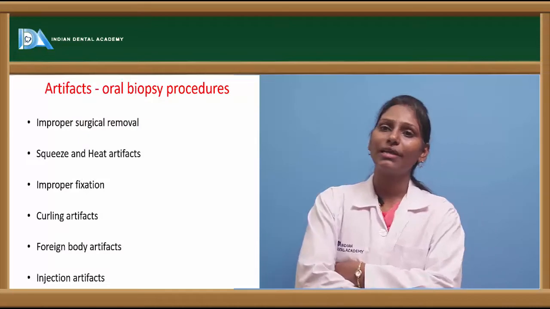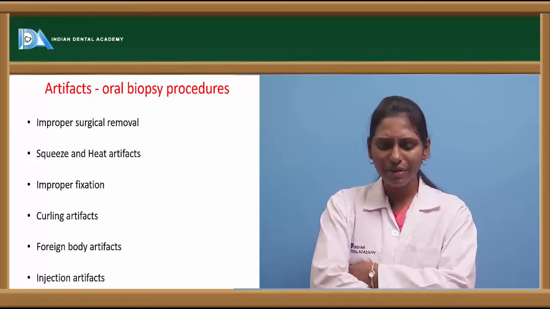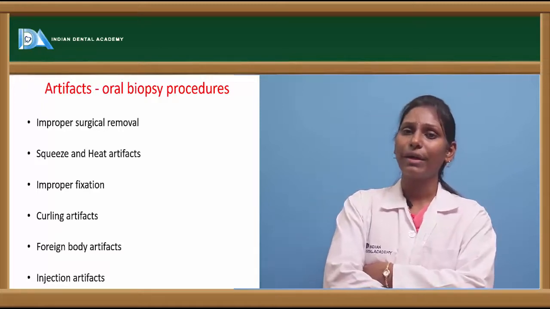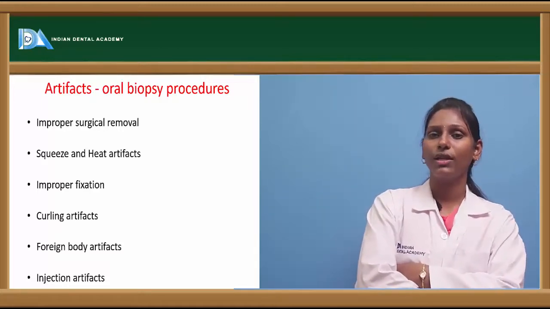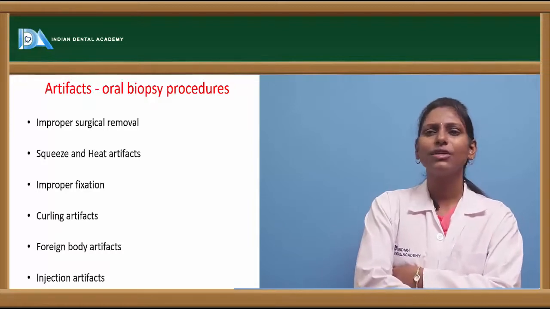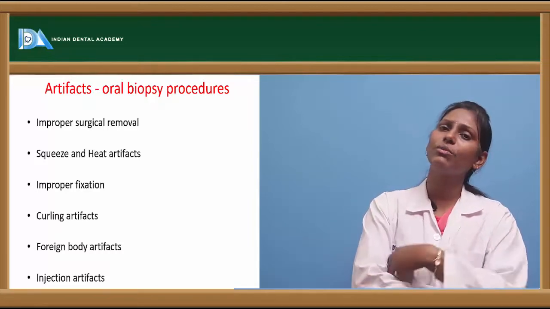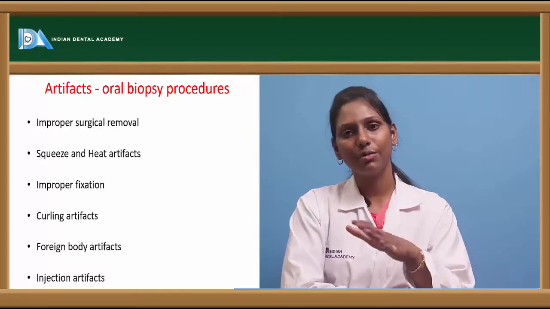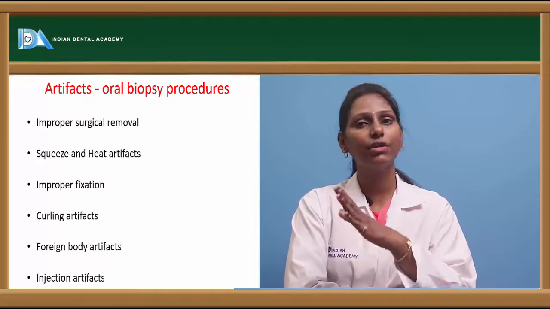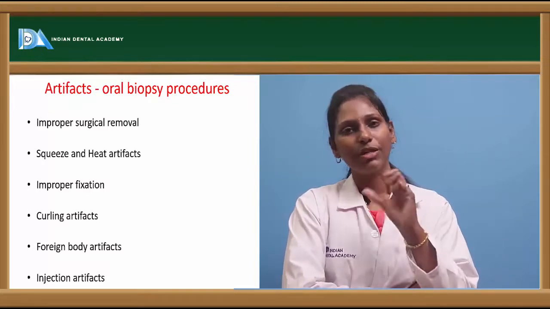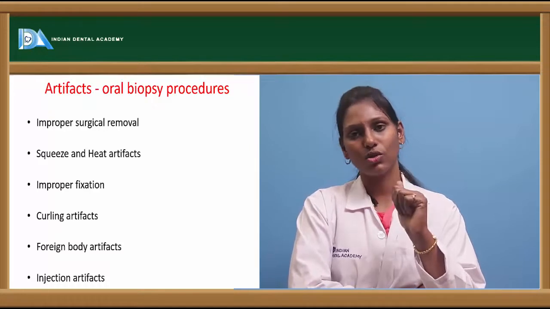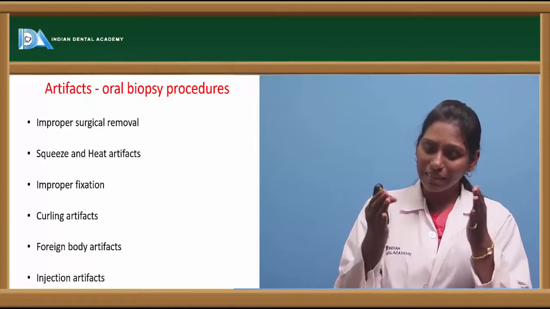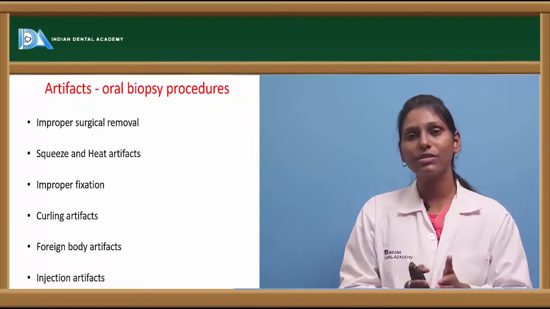Now coming to various artifacts, especially in oral biopsy procedures, we encounter various artifacts when we take a biopsy and read it under the microscope during histopathological investigation. One is improper surgical removal. Improper surgical removal indicates that the lesion is taken from a shallow and broad area. We do not have a nice narrow, in-depth specimen in these cases.